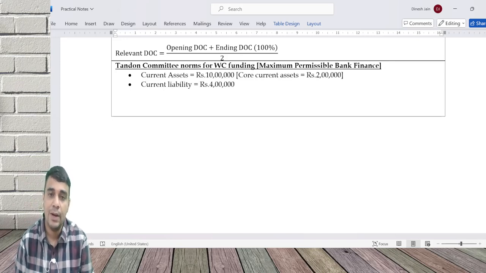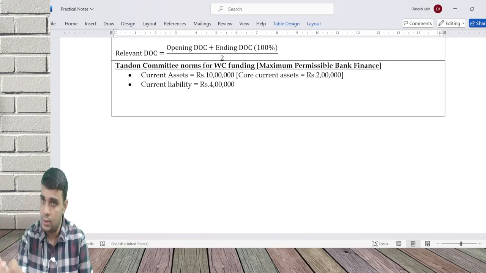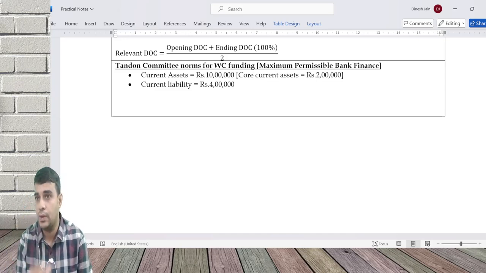The committee said you will have to estimate your working capital requirement like this. They gave three methods. Method one will give you higher loan. Method two will give you lower loan. Method three will give you the lowest loan. The amount of loan will keep going down. Method one.